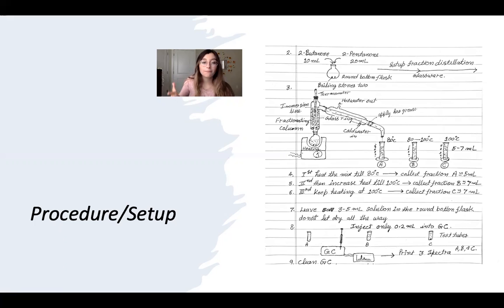If you're in group A, by the time you watch this video, you already did this lab. But if you are in group B, I'll explain a little bit more about the syringe in lab. And then afterwards, we're going to print 3 spectra corresponding to the 3 receivers that we had, or the 3 fractions that we collected.